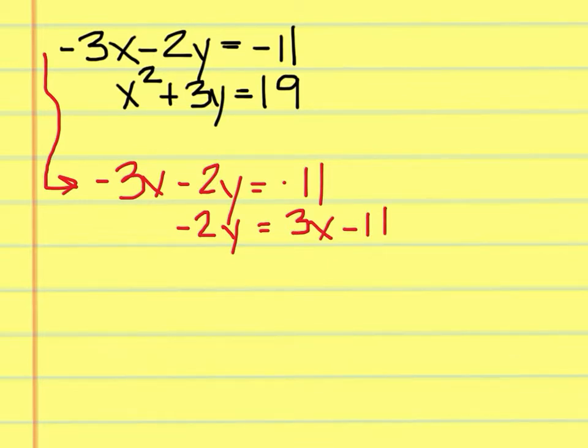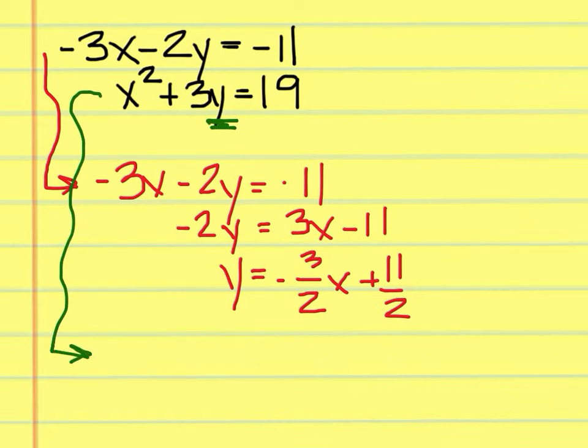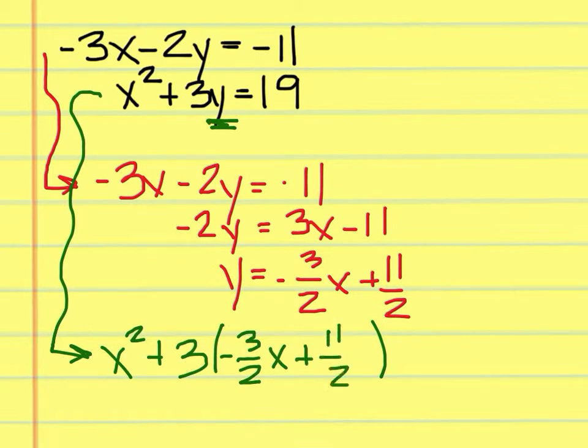To get the y by itself, you have to divide everything by negative 2, so that leaves me with a negative 3 halves x plus 11 over 2. Now this would have to go into the other equation here for y. So we're going to use that and go here. X squared plus 3 times y. We're taking out y and putting in negative 3 halves x plus 11 over 2. And then setting that equal to 19.